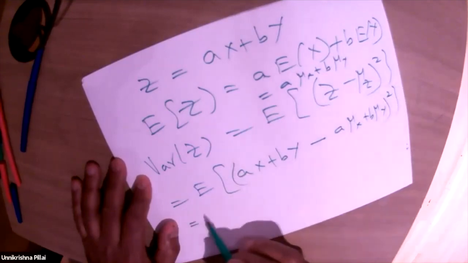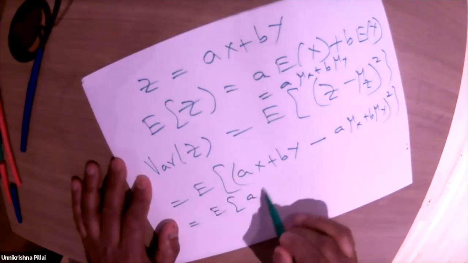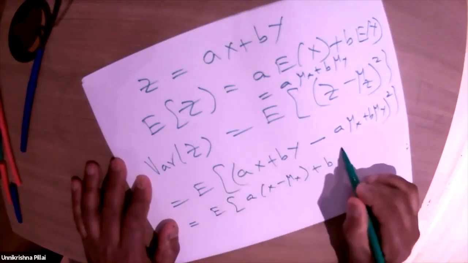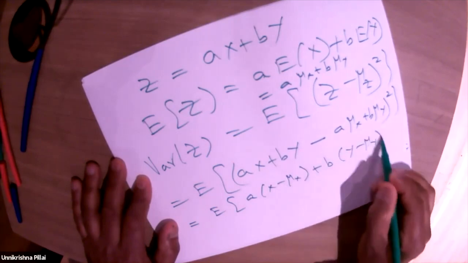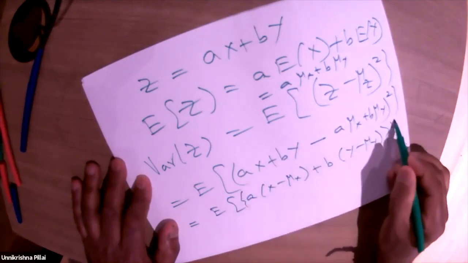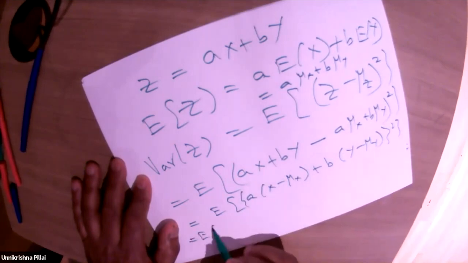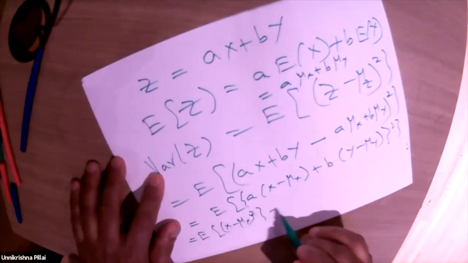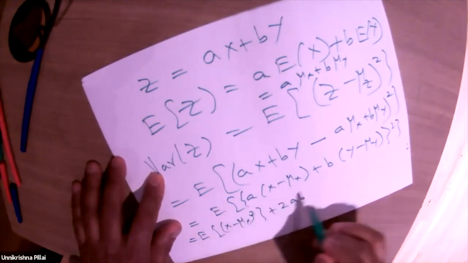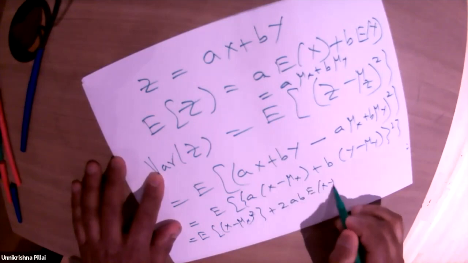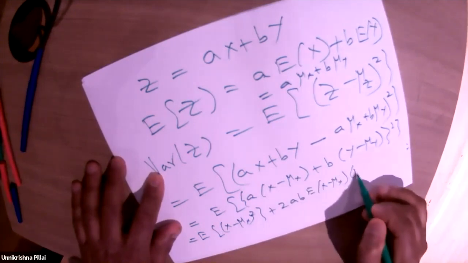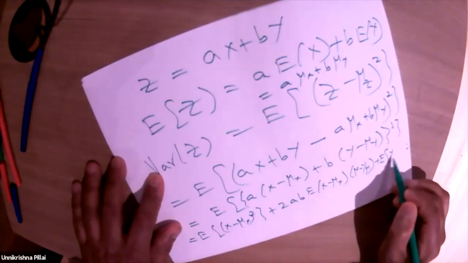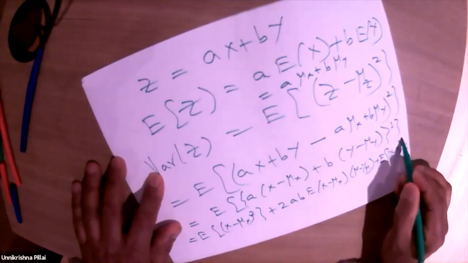So let me collect the a terms together. This is the expected value of a times x minus mu x plus b times y minus mu y, to the square. So you get three terms. The first term is the expected value of x minus mu x, the whole squared. The middle term is plus 2ab times the expected value of x minus mu x multiplied by y minus mu y. The last term is the expected value of y minus mu y, the whole square.